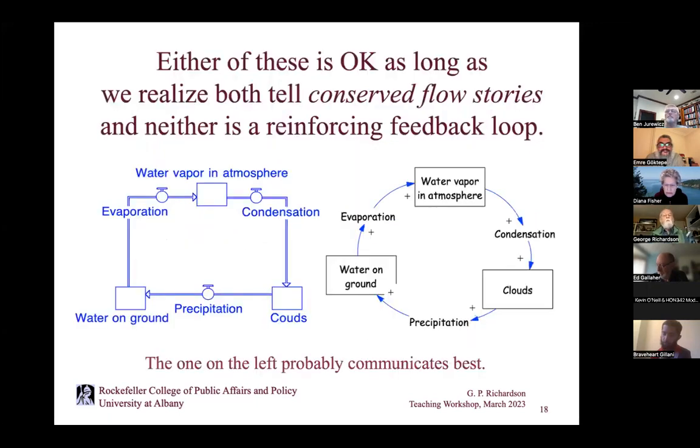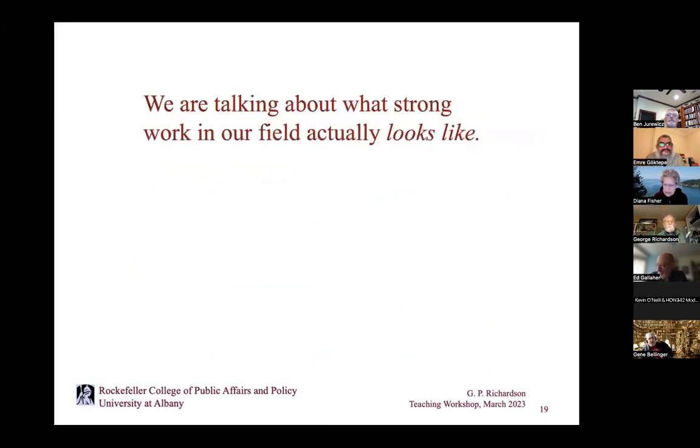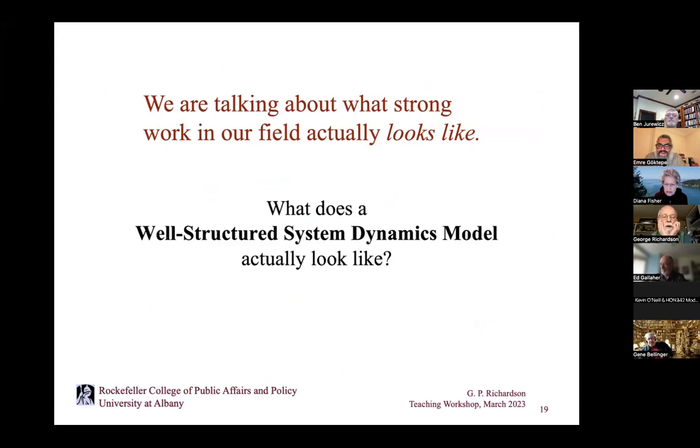Worth noting. So I think either of these is okay, as long as we both realize they're telling conserved flow stories. Water is being conserved around this sequence, and neither one of them is a reinforcing loop. We're not getting more water by watching it move around. Of course, California is getting more water on the ground, but that's a different story. And the one on the left probably communicates the best, but it depends on your audience. Now, we are trying to talk about what strong work in our field actually looks like. So I want to talk now about what a well-structured system dynamics model actually looks like.